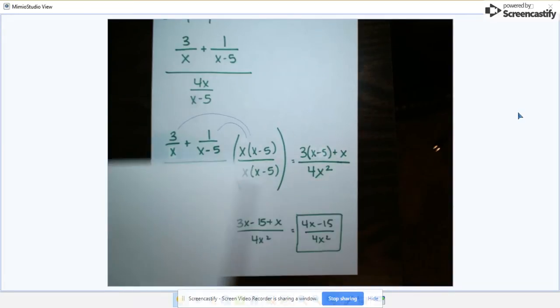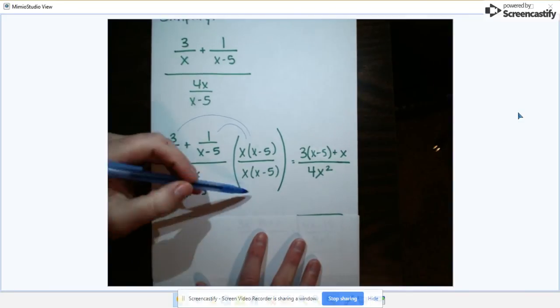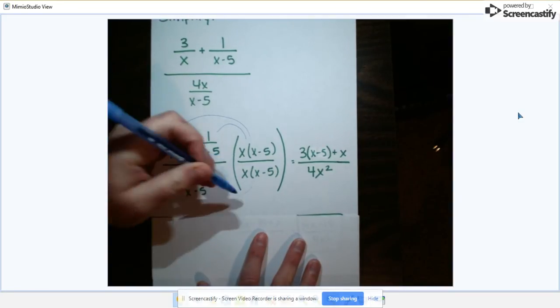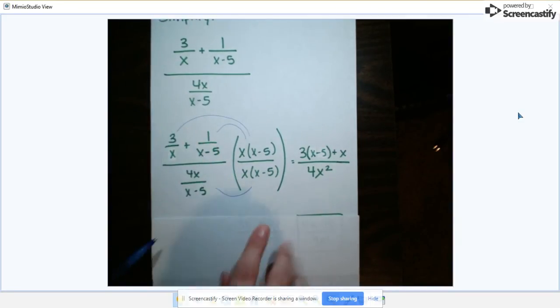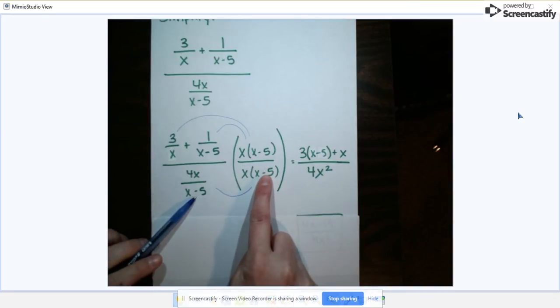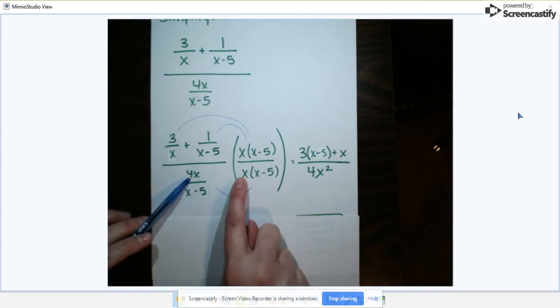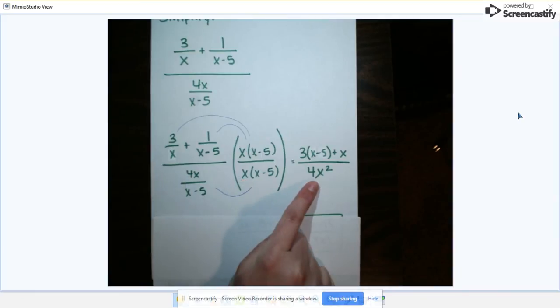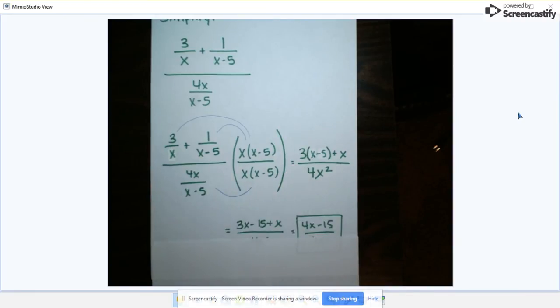And on the denominator, we are going to distribute as well. Your x minus 5s will cancel, so we would have a 4x times another x, which gives us 4x squared. The numerator can be simplified, so we're going to distribute: 3x minus 15, and then plus an x simplifies to be 4x minus 15 over 4x squared.